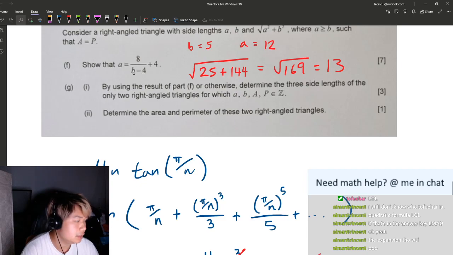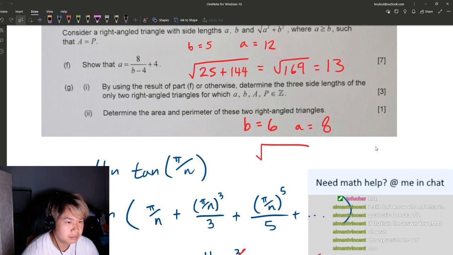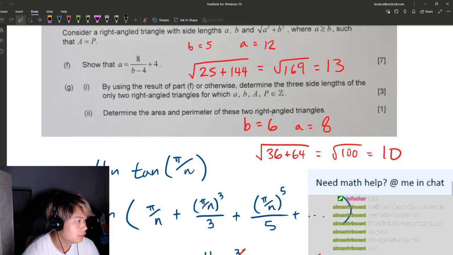So if it's 2, then B needs to be 6. Which means that A is going to be, well, if B is 6 and this is 2, then 8 divided by 2 is 4, and then 4 plus 4 is 8. So 6 and 8. And then let me just double check the third side, 36 plus 64. Well, that's 100, right? Okay, nice. There you go. Found my 2 triangles.